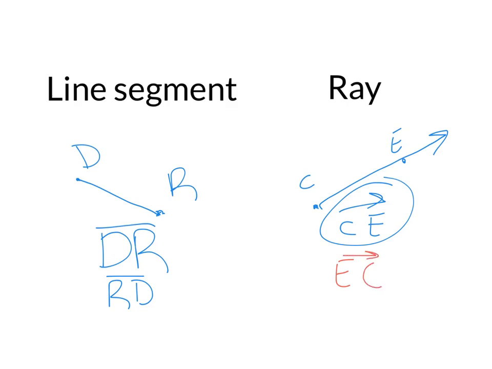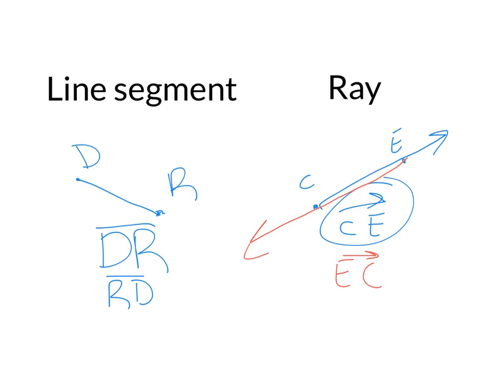In fact, EC would be something different, and that's why I drew it in a different color. If I started here and went this way through C, that is EC. Notice how that's different. We start with E, go through C. That's different than starting with C and going through E, because it has an end point and then it goes on forever in the other direction. The arrow notates forever. Cool?